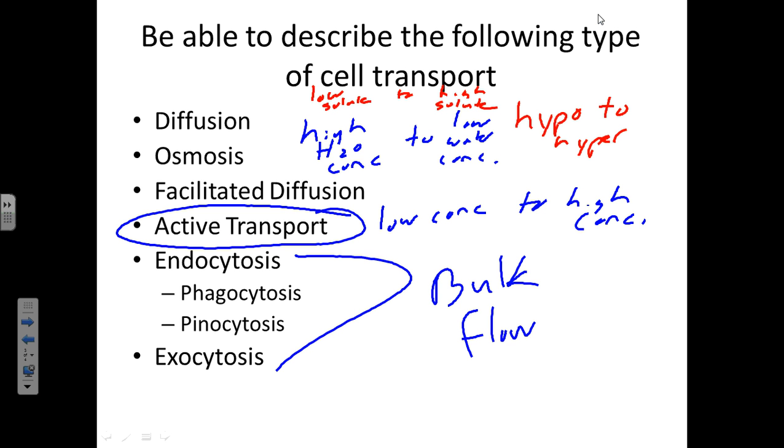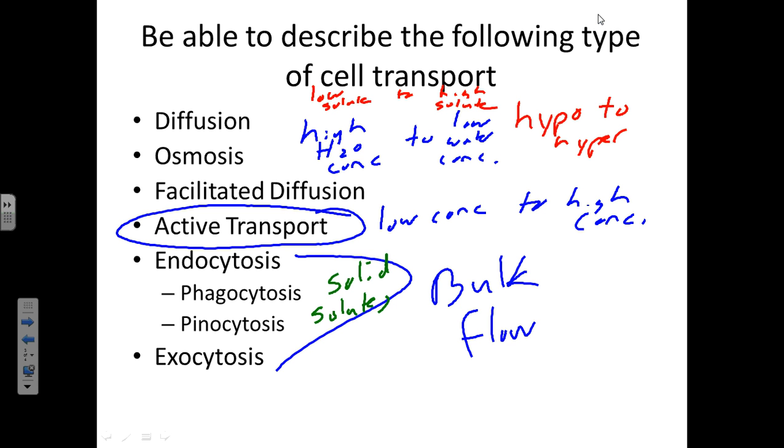Endocytosis, if you just break the word up, just means what? What's endo mean? Inside. Cyto means cell. Inside the cell. So it's bringing big amounts of stuff into the cell. There's 2 kinds of endocytosis. Phagocytosis is when solid materials are engulfed and taken in. And pinocytosis is when dissolved things, solutes, are taken in. But they're both kinds of endocytosis.